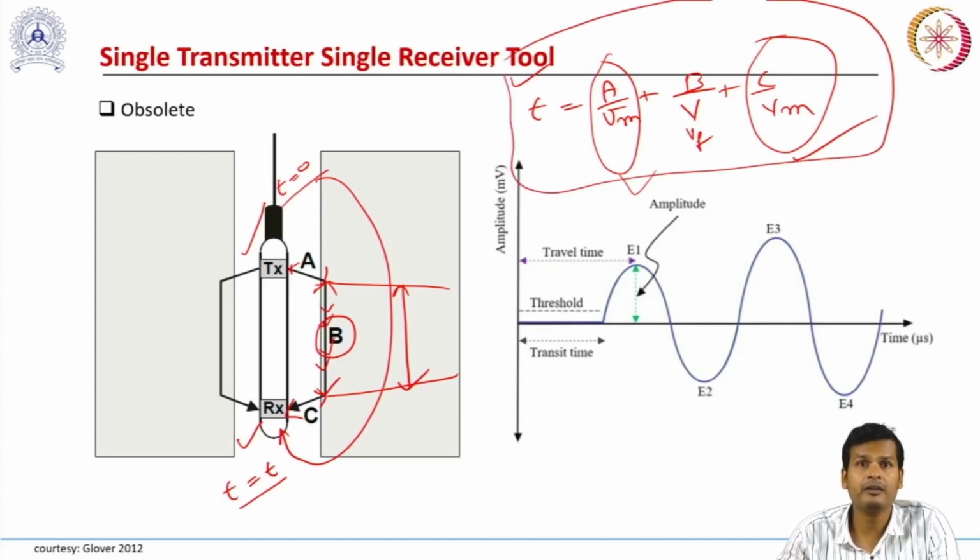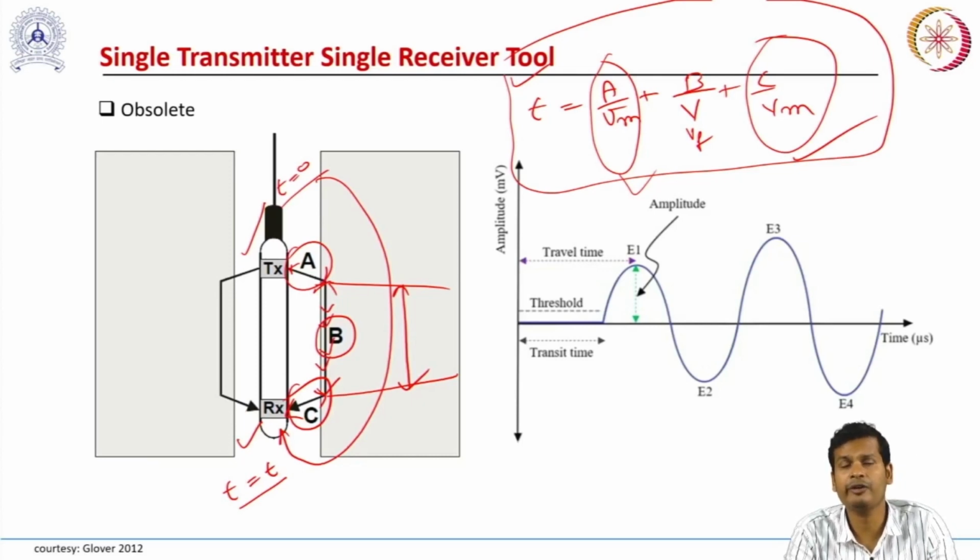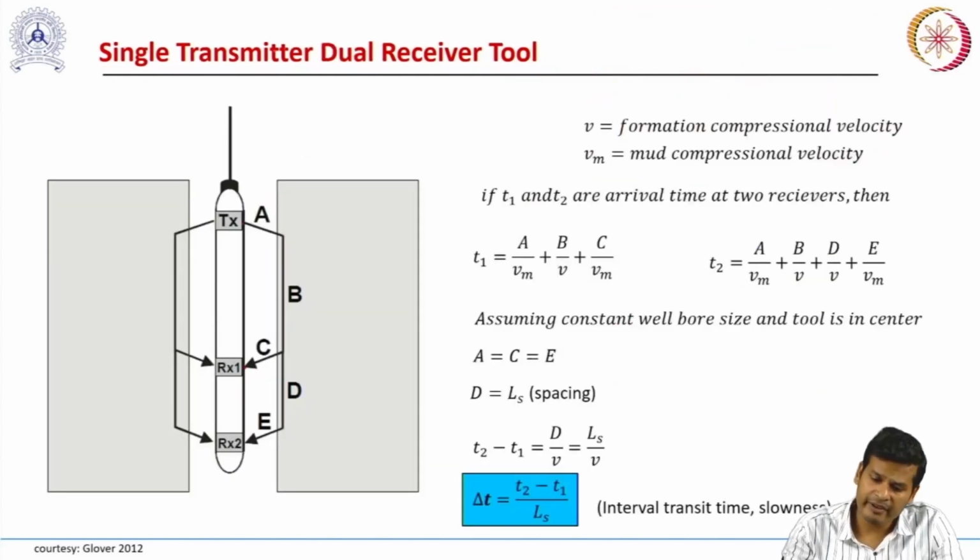We cannot eliminate the travel time inside the drilling fluid with the help of a single transmitter and single receiver tool. That's why this tool became obsolete, and later on more advanced logging tools were developed to calculate the travel time inside the formation. Now let us discuss the next tool, where we have a single transmitter but two receivers.